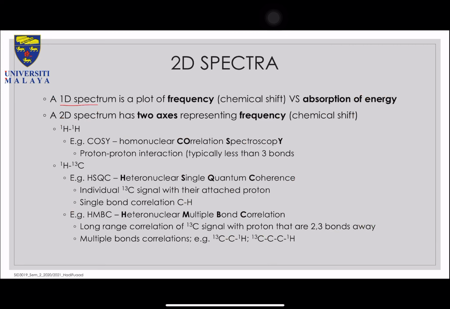So a 1D spectra is a plot of frequency or chemical shift versus absorption of energy. Okay, absorption of energy, meaning that on your y-axis you have your intensity, while in 2D NMR, what you have is two axes representing only frequency. So if you recall, you will have two axes, x and y, and both axes are about frequency, or your ppm. So we have ppm there, and ppm there, and then from there you will get mirror image dots and so on and so forth. We will look at it in a little bit.